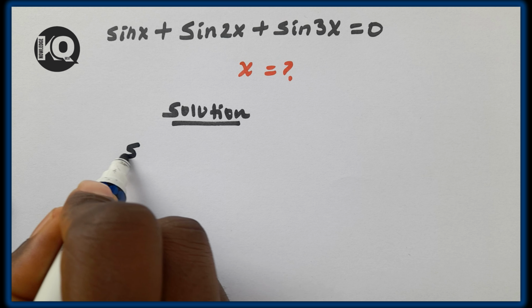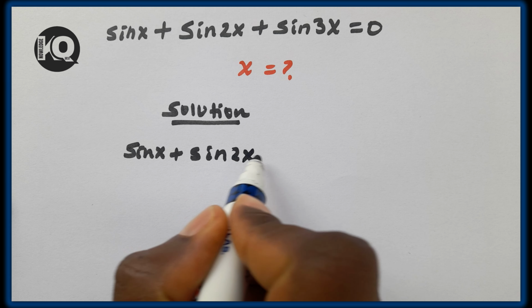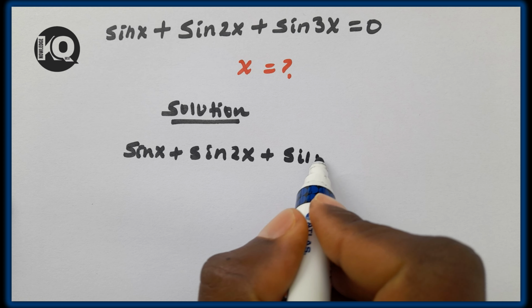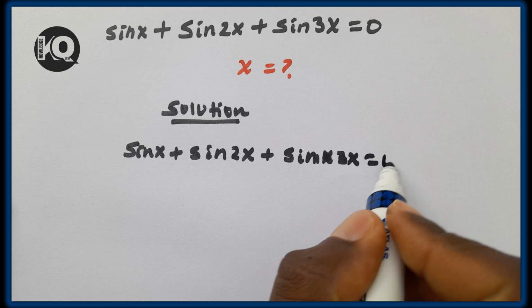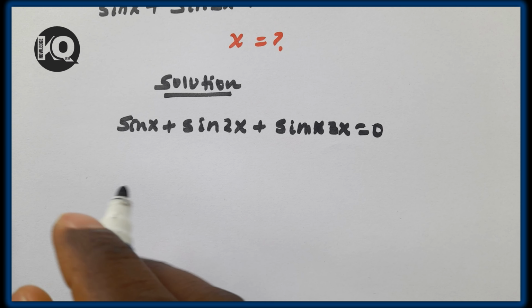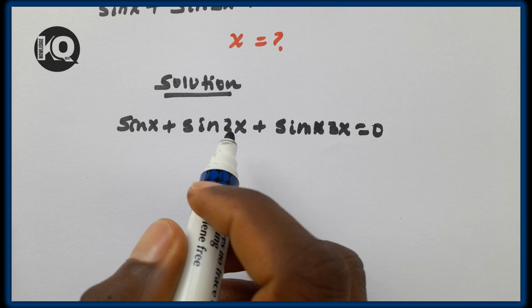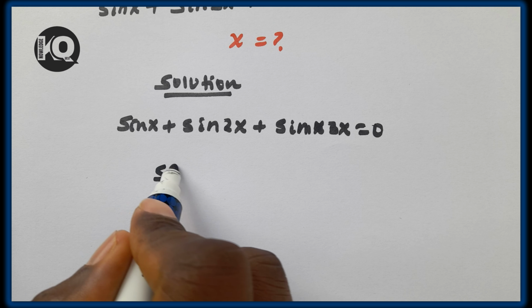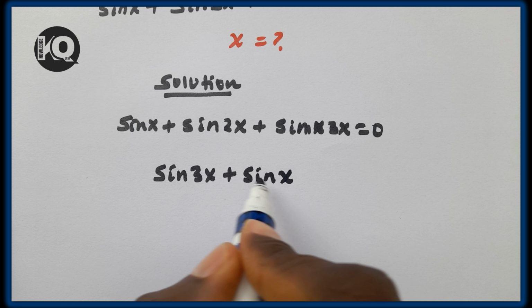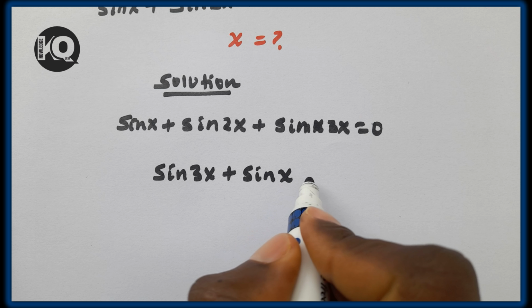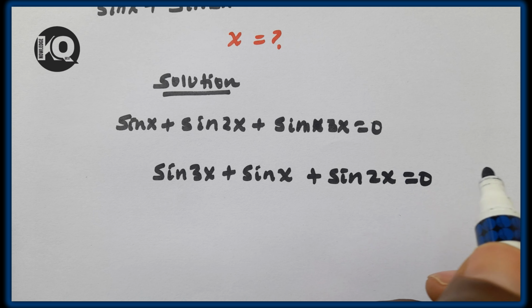So we have sin x plus sin 2x plus sin 3x, which is equal to 0. So now let's rearrange the equation as sin 3x plus sin x plus sin 2x, which is equal to 0.